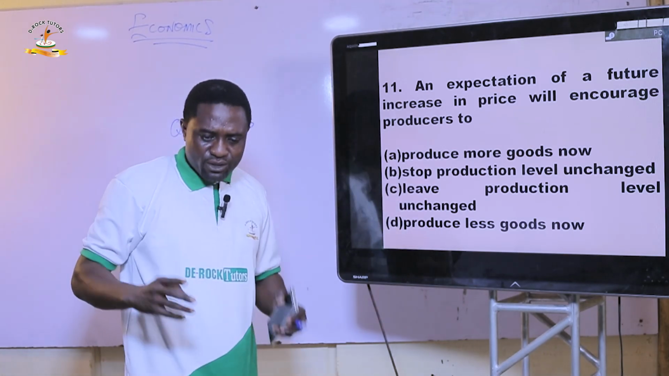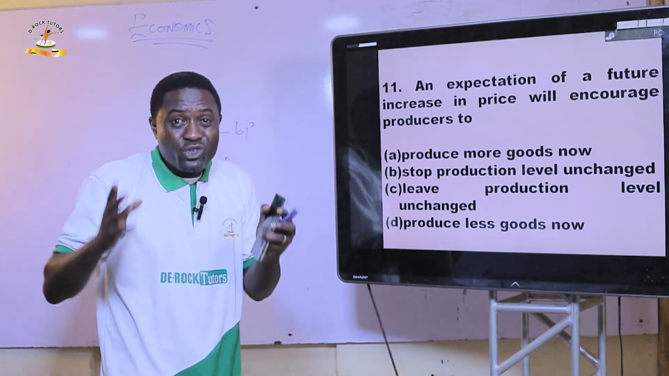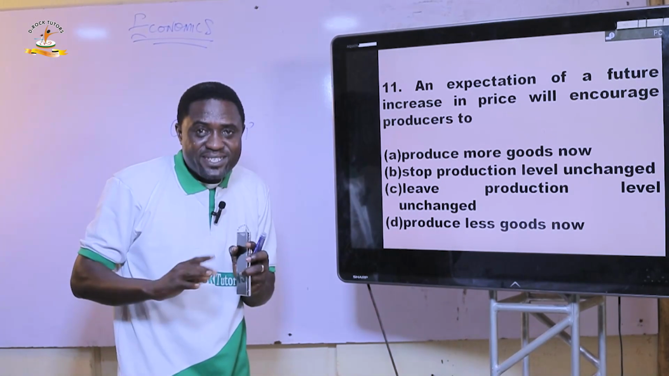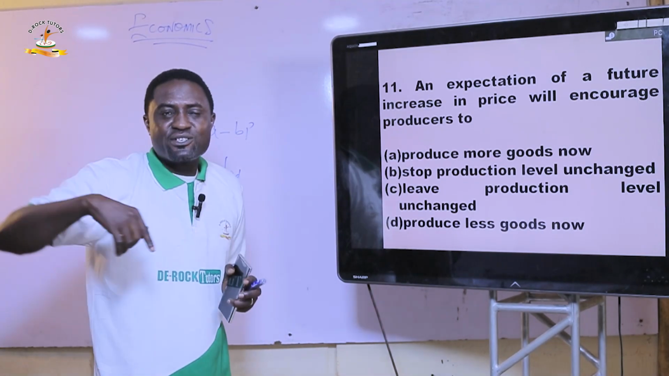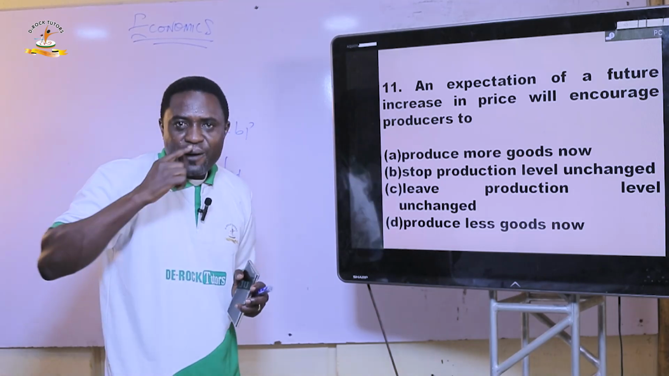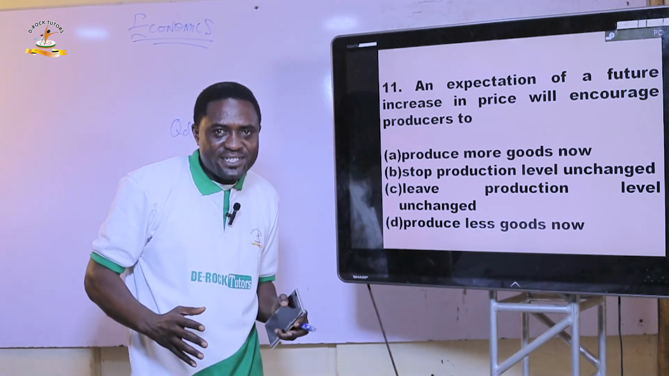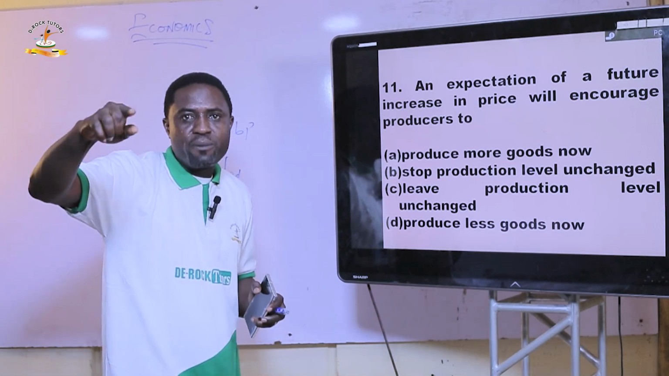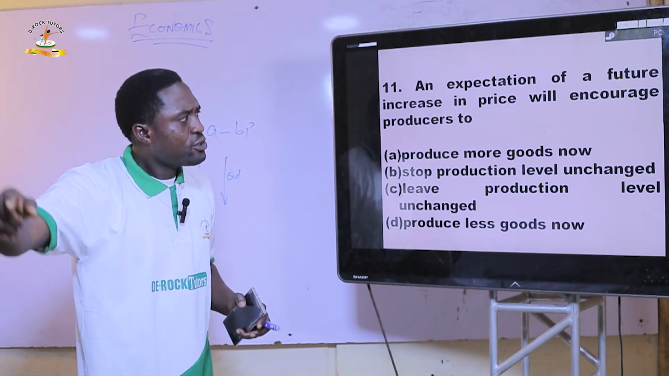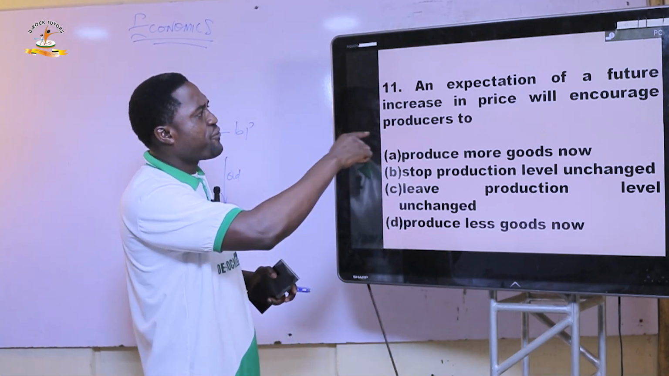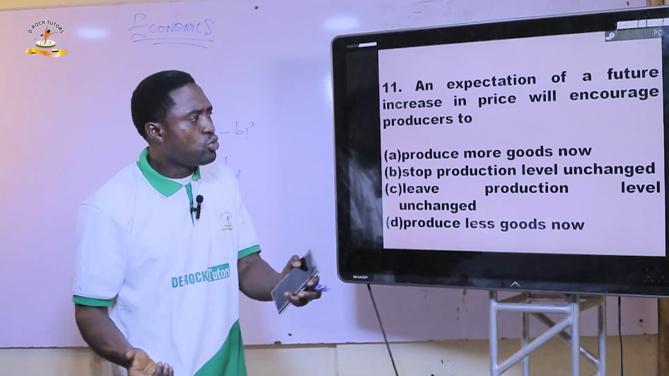Number one, you will produce more and wait till that time that the price will be increased so that you can make more money. Or the little you have, you hold it. You understand? When you hold it and wait till that time, you'll be able to sell more and make more money. So from the option and especially on the future increase in price, will encourage producers to do what?